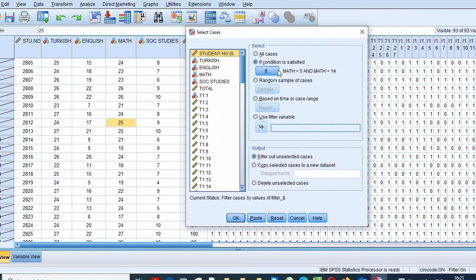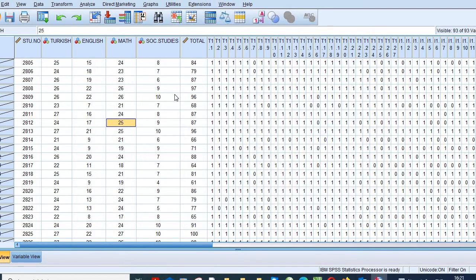Okay, let me check it. Yes, we are considering the students whose math scores are between 5 and 14. Okay, we are happy with that.